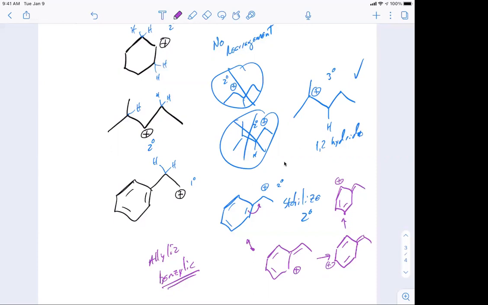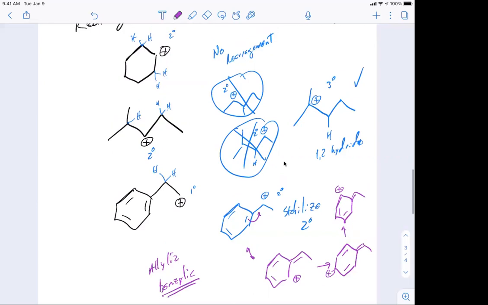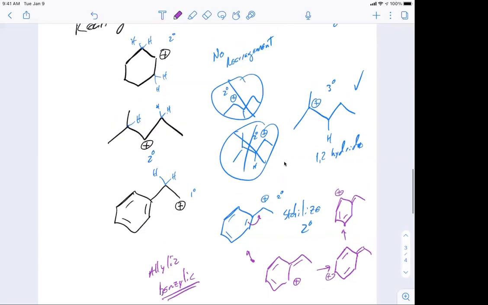For the second rearrangement, that hydride shift, did that come off of carbon 2? Yes, it's this one right here. So that hydrogen shifts to get to this position. Perfect, thank you.